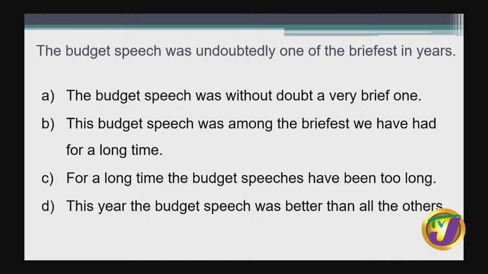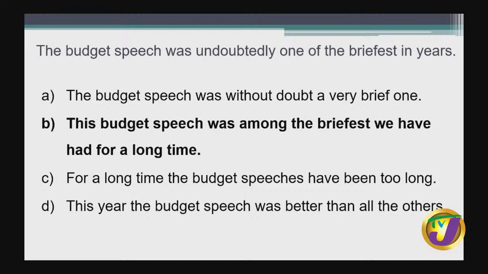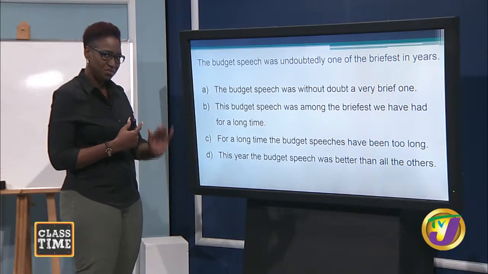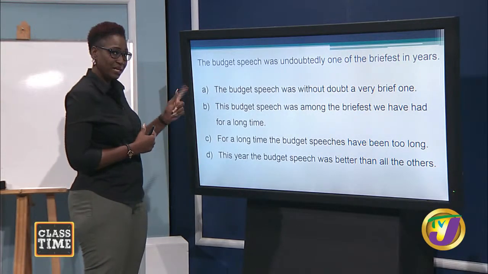Now, if you look closely, one of those is obviously not the answer. Which one is obviously not the answer? Good, D, because there was nothing said about the budget speech being the best one or better than any other. It just talked about the length of it. So D is obviously not the answer. So let's look at A to C now.